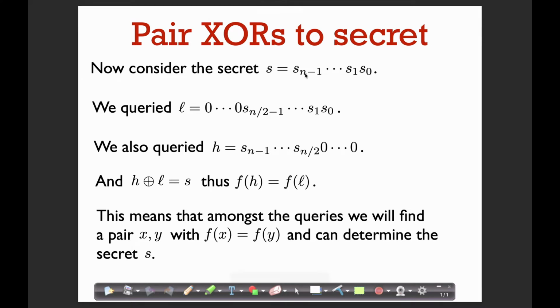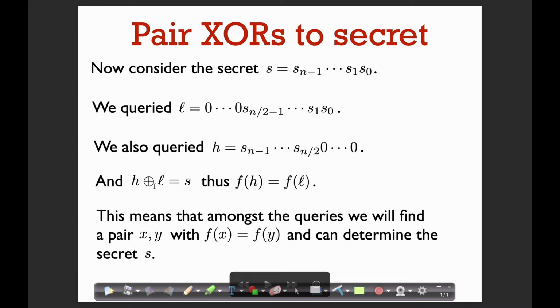So now think about the secret s. We are promised that there is such a secret, such that f of x equals f of y if and only if x equals y or x equals y XOR s. So let s be the secret. Now we must have queried the string L, which agrees with s on all the n over 2 least significant bits. And we must have also queried the function on the string h, which agrees with s on the n over 2 most significant bits. Okay? And note that L XOR h is equal to s.